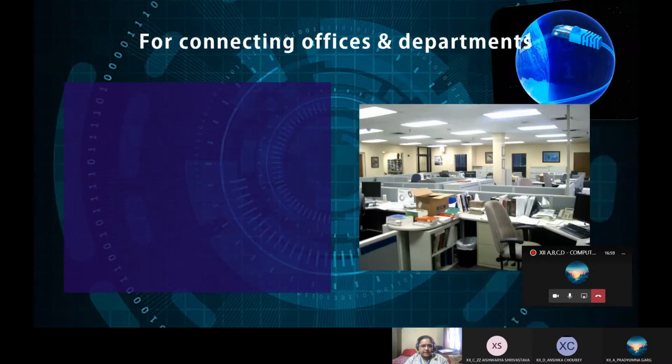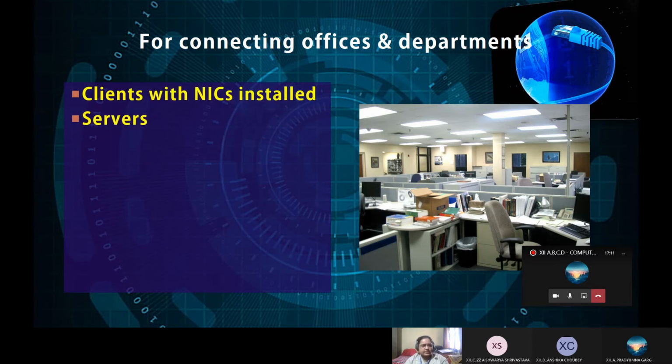Now expand it a little bit for connecting offices and departments. Here it becomes a larger work group. So what do we need here? Clients with NICs installed, servers, hubs, switch. Because for a small network, a hub is sufficient. Even if it is broadcasting messages, if it doesn't create too much congestion or too much traffic on the network, that is okay. If your work is done, it's okay.